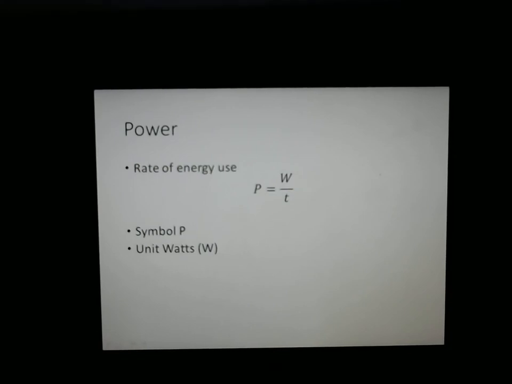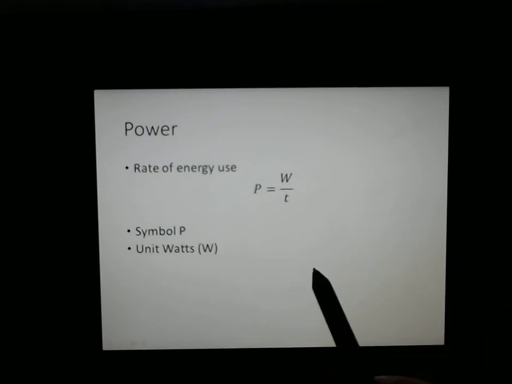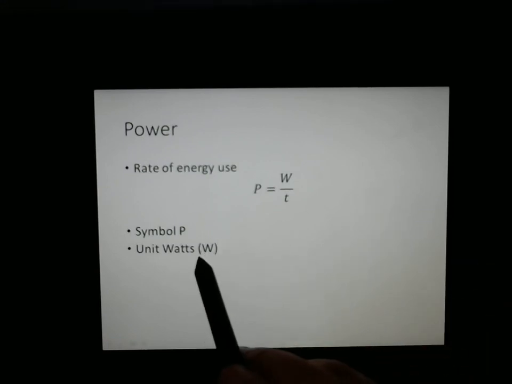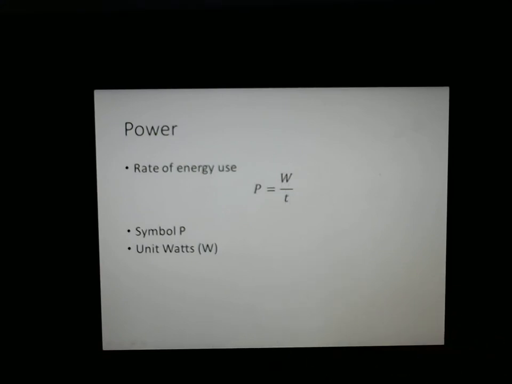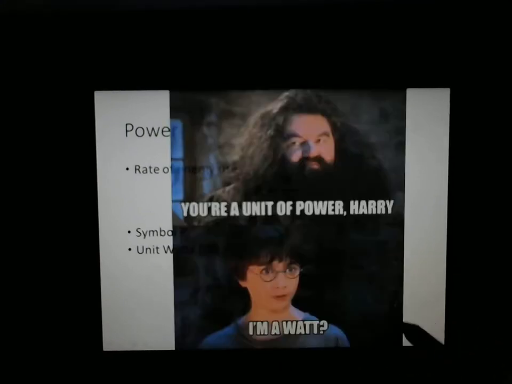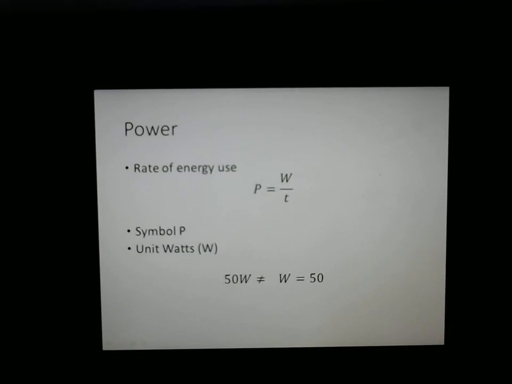Note the unit watts has the symbol W, but the power is joules divided by time. So you've got to make sure that this W doesn't get confused for this W. And it also creates the best physics joke ever. You're a unit of power, Harry. I'm a what? Okay, you'll hear me say that a lot.